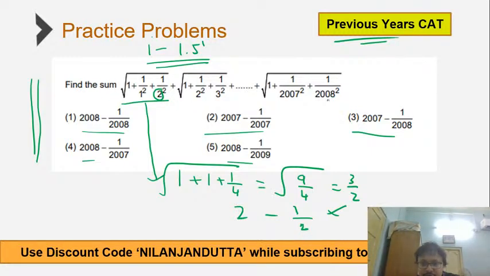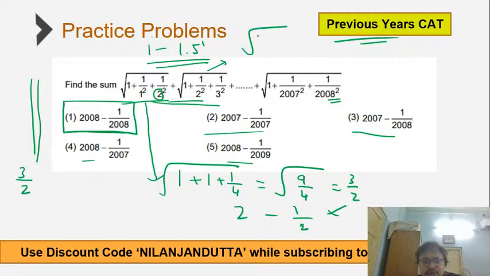Whereas in the final expression, the final term is of the form 2008. So basically that should ideally be of the form option 1, 2008 minus 1 by 2008. Similarly, if I look at the sum of the first two terms, how much is that? The first term is 3 by 2. The second term is root over 1 plus 1/4 plus 1 by 9, which comes out to be root 49 by 36, which comes out to be 7 by 6.